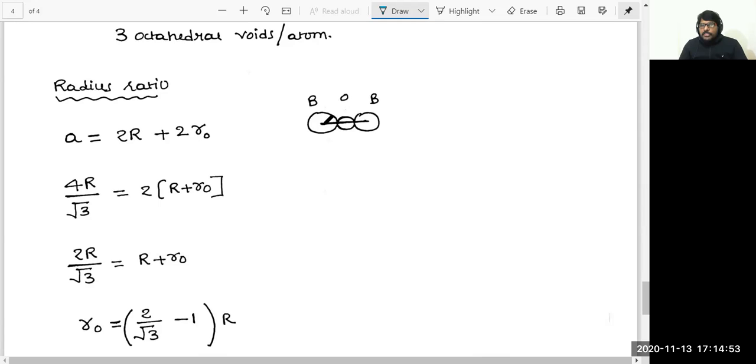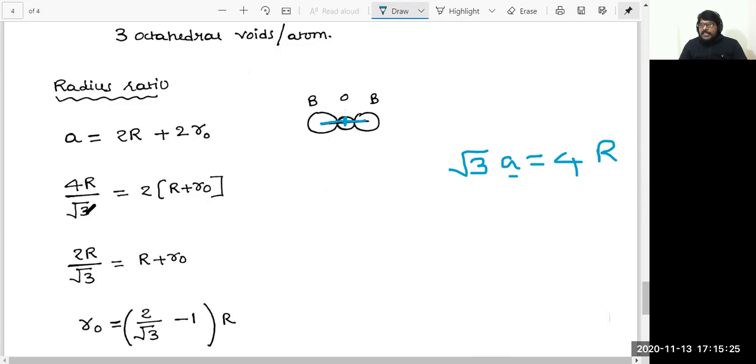Now from this picture you can see this is the edge length, which is equal to 2 times the radius of the particle and 2 times the radius of the octahedral void. You can see the diagram. So this is the radius of the atom, this is the diameter of the octahedral void. And you already know in a BCC unit cell, root 3a is equal to 4 times the radius of the particle. And from this a is equal to 4r by root 3.